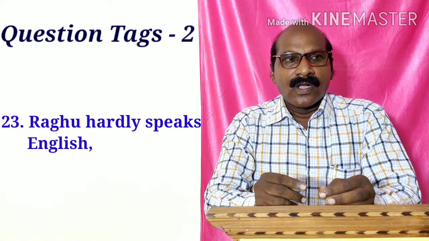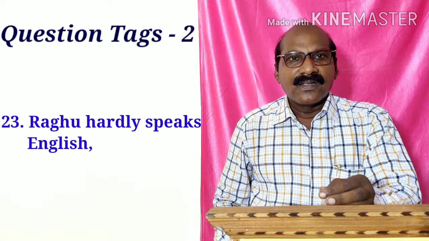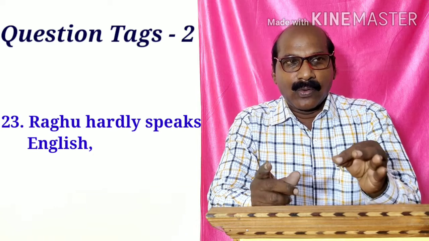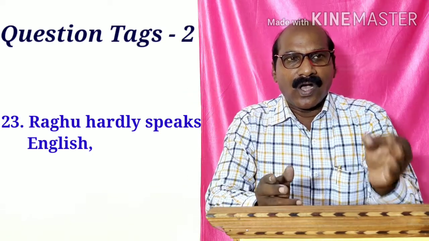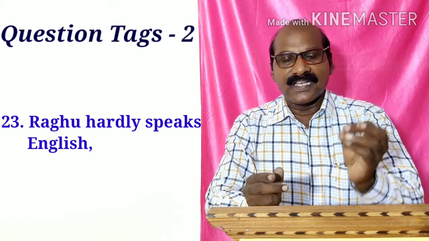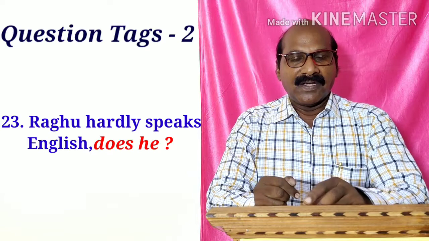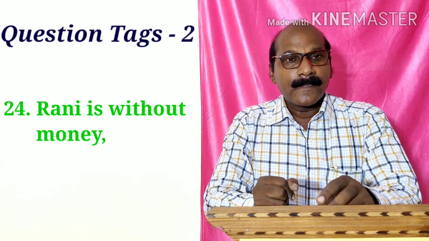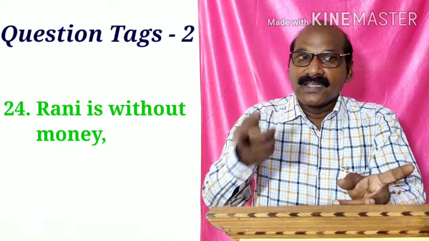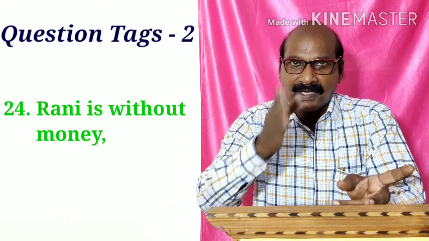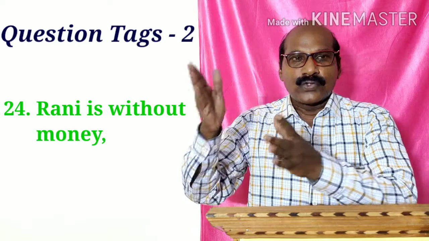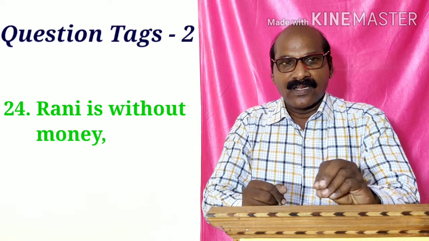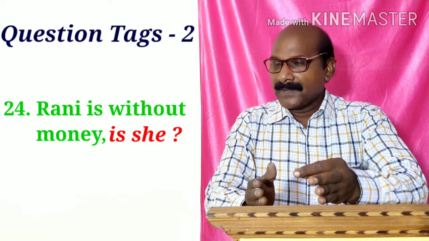Do we? Raghu hardly speaks English. Hardly, this expression is also semi-negative. Totally, the sentence is negative, so the tag should be positive. Raghu hardly speaks. The verb ends with S, so begin the tag with does. Does he? Next, the last example: Rani is without money. Somewhere in the entire sentence, if you find a negative, the tag should be positive. Here, Rani is without money. Some negative idea is carried here. So the right tag for this is, she?